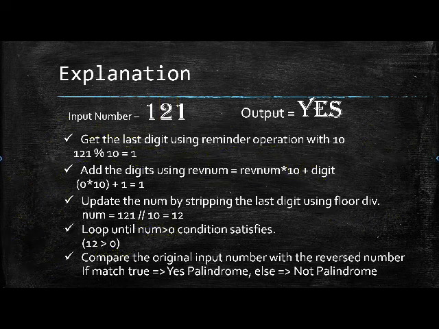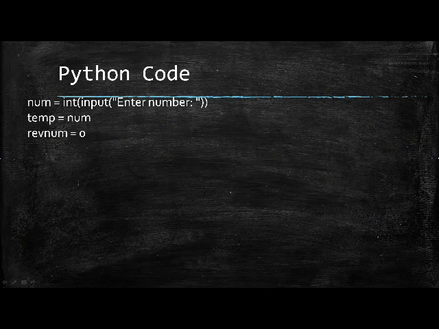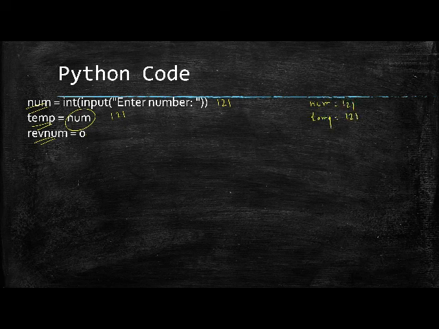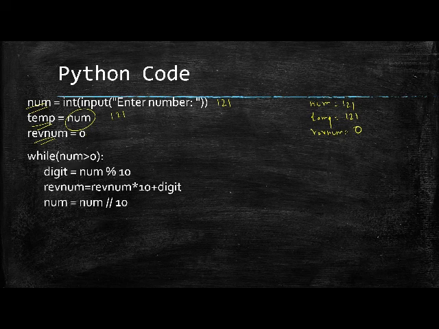So this is the approach behind solving this problem statement. Let's jump into the Python code and see how it goes. First of all, we'll take the input number. Here it's 121 in num. Then we will take a temp variable and store this number 121. So num is 121, temp is also equal to 121 because we have just stored this input number. The reason I'll explain in the subsequent steps. The reverse number we will initialize to 0.